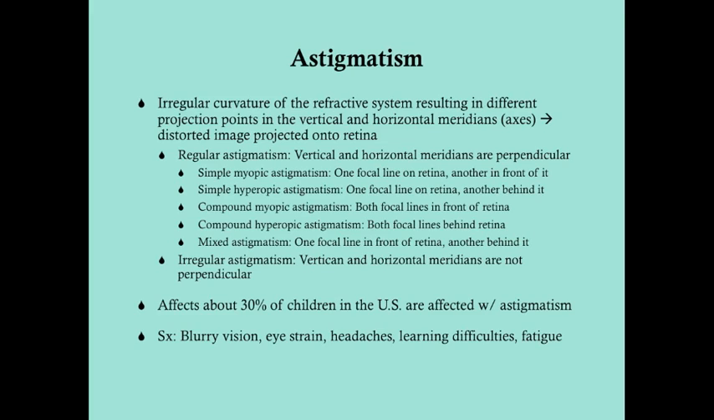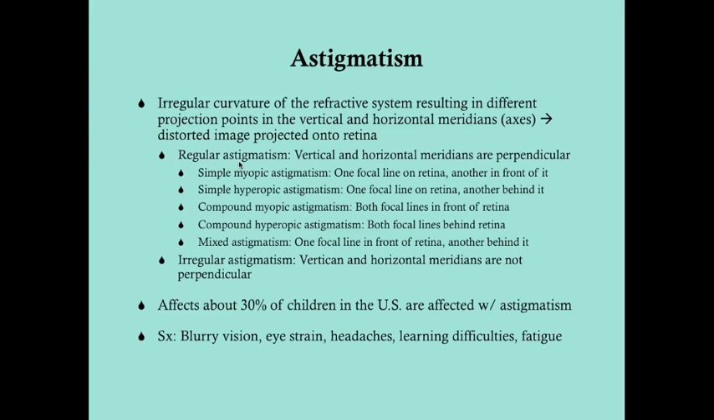And so that irregular curvature can result in different projection points on different axes. So for instance, you could project your vertical axis onto your retina properly, but the horizontal axis is projected behind the retina because of abnormalities of the refractive system. So this will make more sense when I show you some pictures. Okay, so regular astigmatism. Let me show you these pictures here.